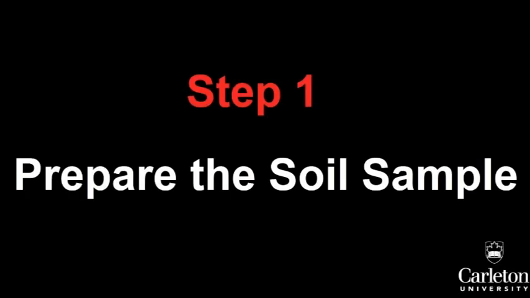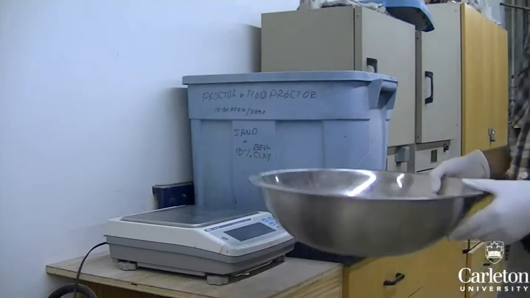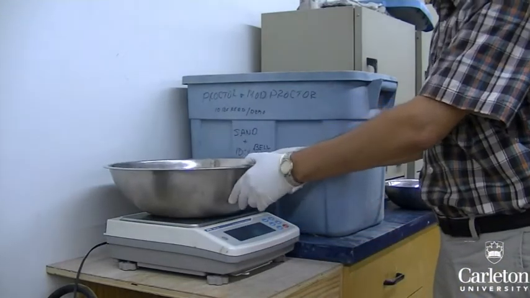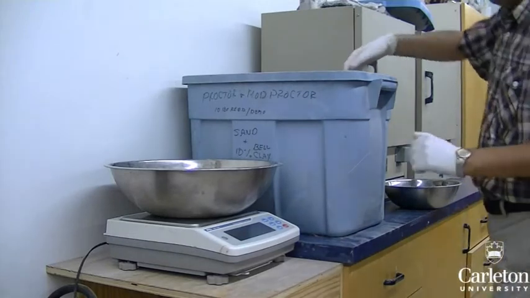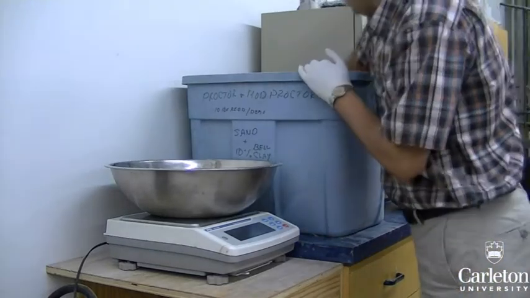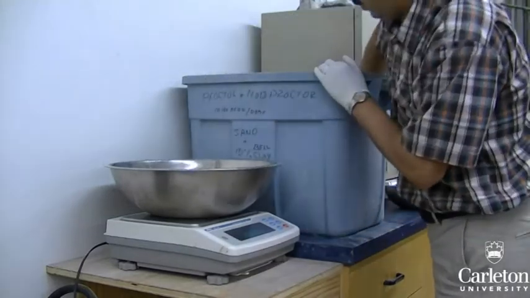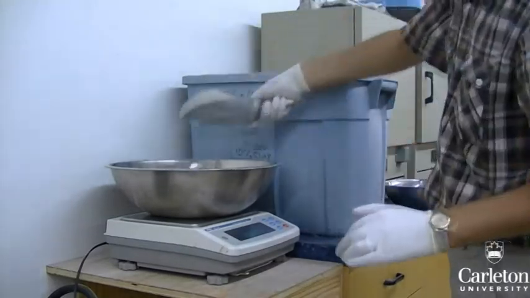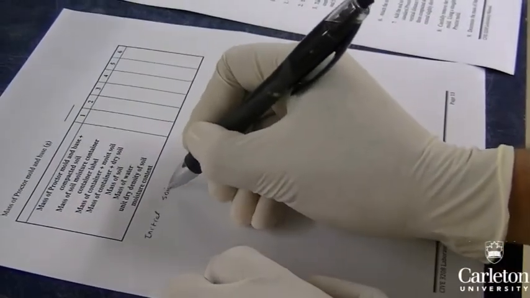To perform either of the compaction tests in this lab, we will need about 6 pounds or 3 kilograms of dry soil passing sieve number 4. Place an empty container on the scale, zero the scale, and measure this amount. Record the mass of the sample as the dry mass.